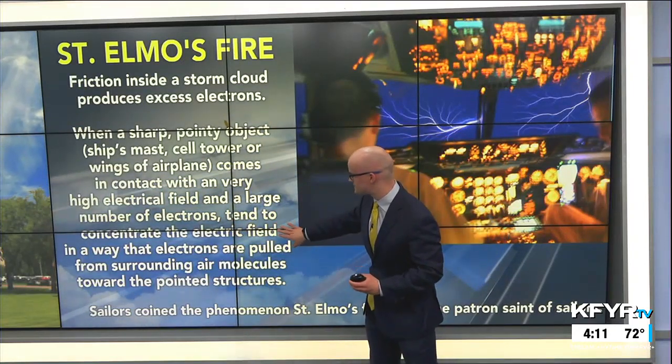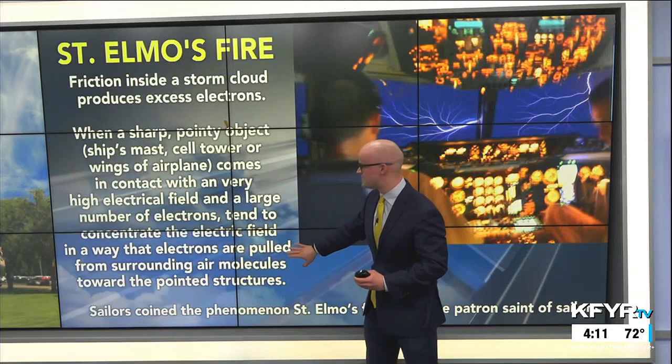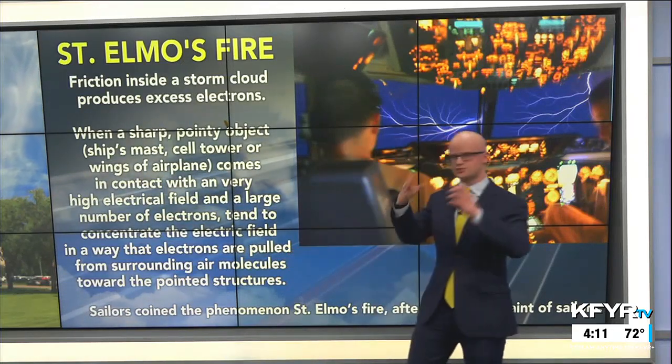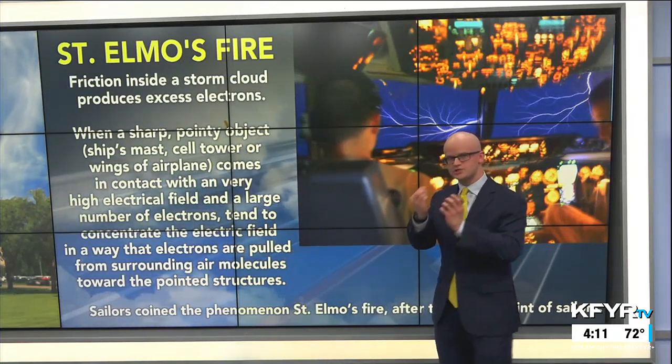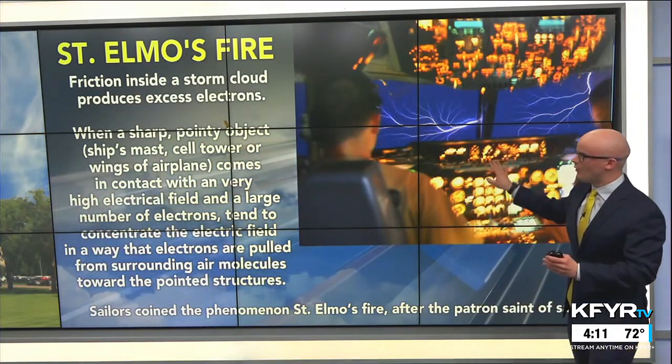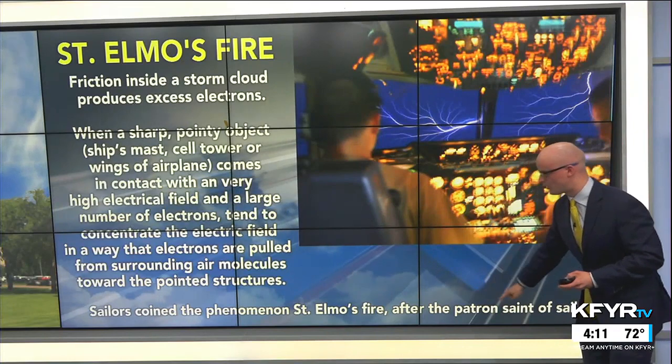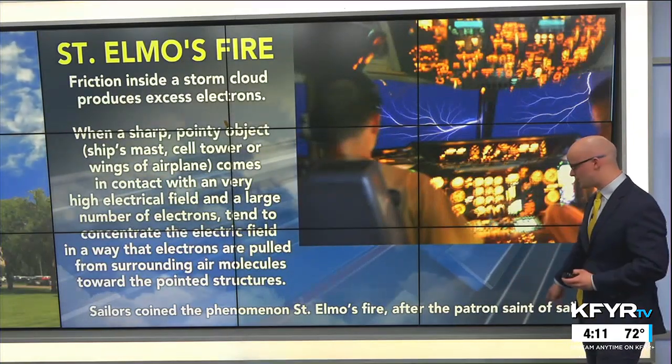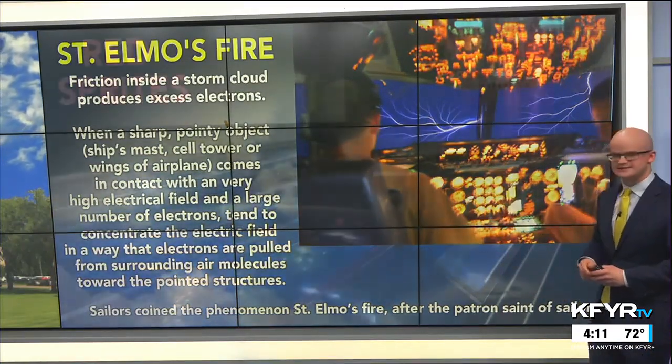That tends to concentrate that electrical field in a way that the electrons are pulled from the surrounding air towards that pointed structure, the cell phone tower, the wing, or the cockpit of an airplane, or a ship's mast. So sailors coined the phenomenon. They called it St. Elmo's fire after the patron saint of sailors.